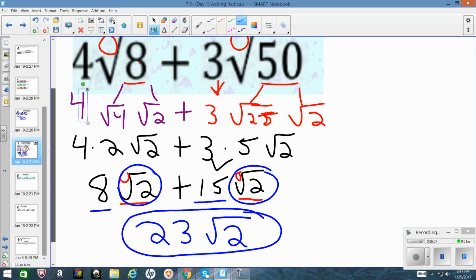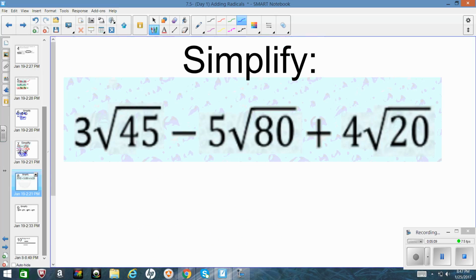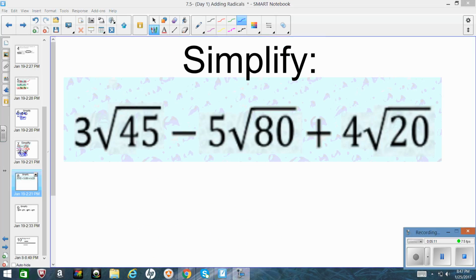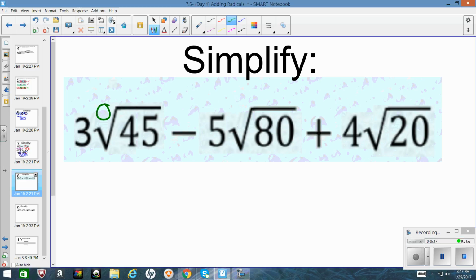All right, 2 more examples to look at for today, and that is it. So let's look at example 3. So let's go ahead and check our indexes. 102, 102, 102. That's good. Let's check our radicands. 45, 80, 20, not the same. So we can't add them right now, but we need to see, can we reduce?